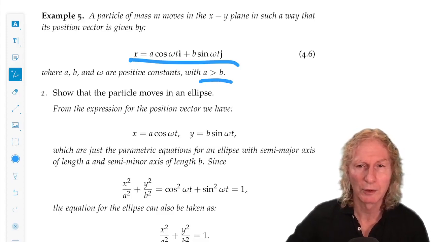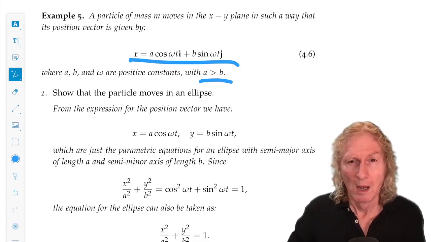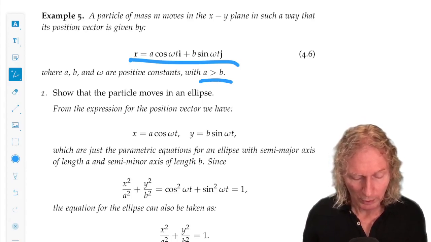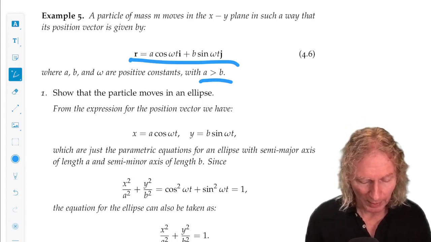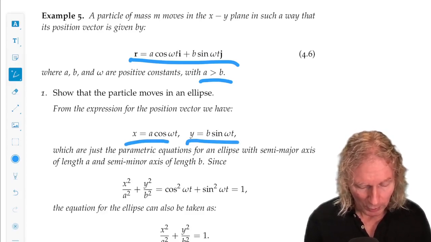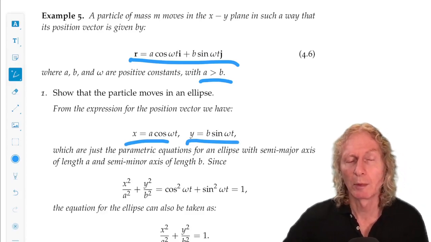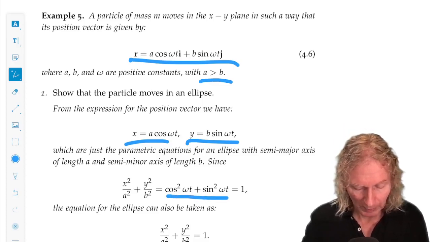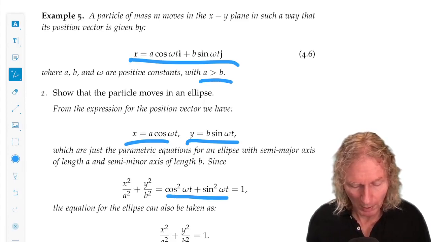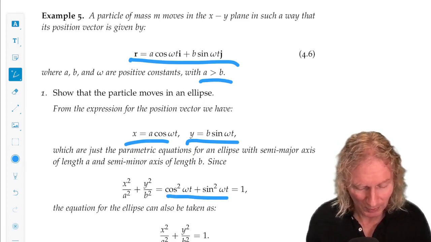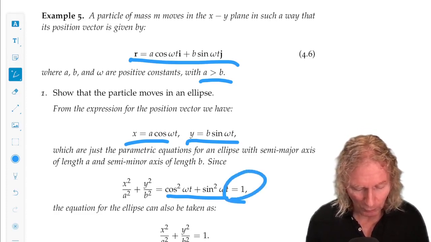Often in applications, you want to know the shape of the curve along which the particle moves. So x is a cosine omega t, y is b sine omega t. The equation for an ellipse is x squared over a squared plus y squared over b squared. We plug in these values of x and y, and we get x squared over a squared, I forgot to say the punchline, plus y squared over b squared equals 1. That's the equation for an ellipse.